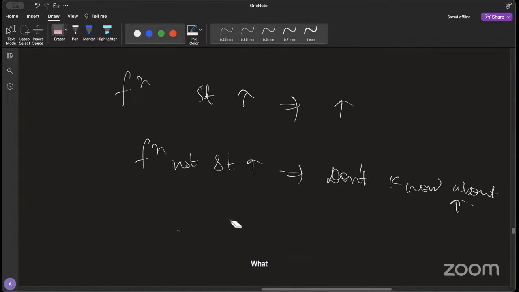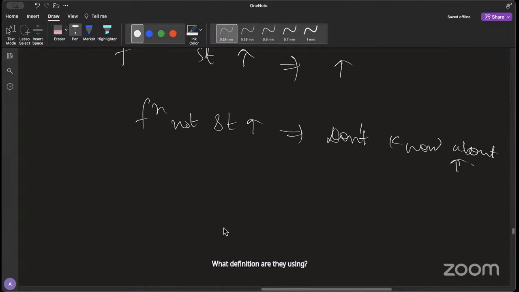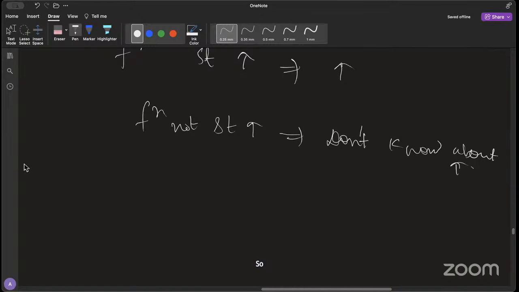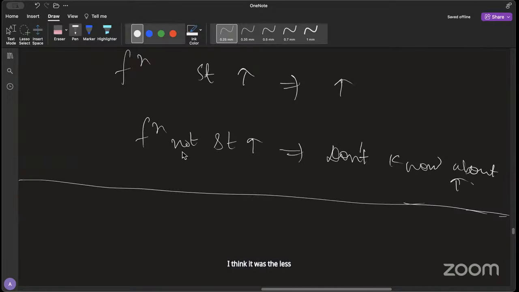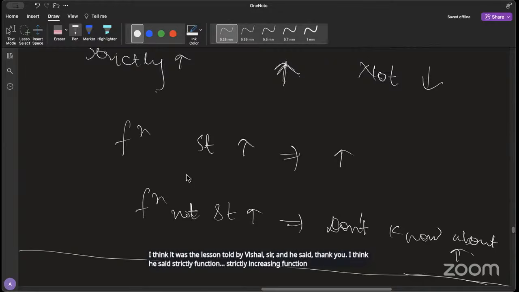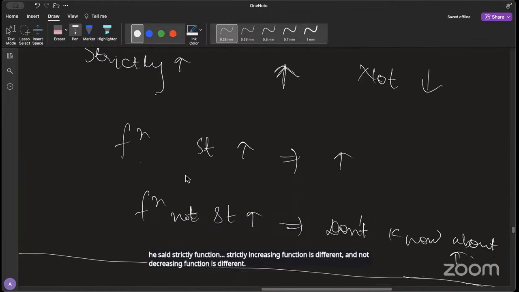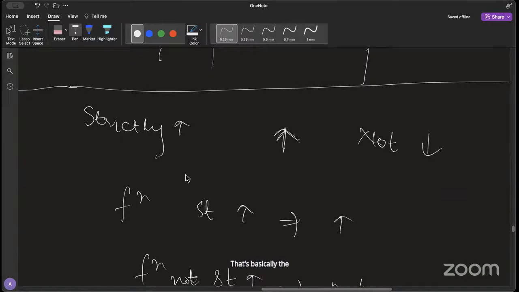What definition are they using? Because different books use different terminology. So what definition have you read? I think it was the lesson by Vishal sir, and he said strictly increasing function is different and non-decreasing function is different. That's basically the terminology. So in your course lectures, you can check what terminology is used, because different courses use different terminology.